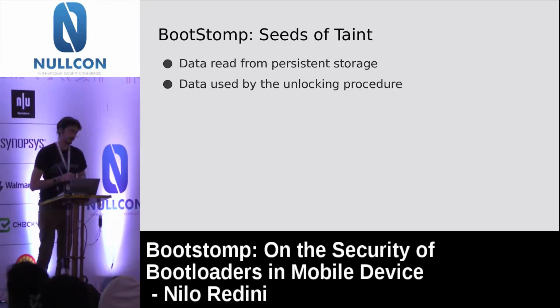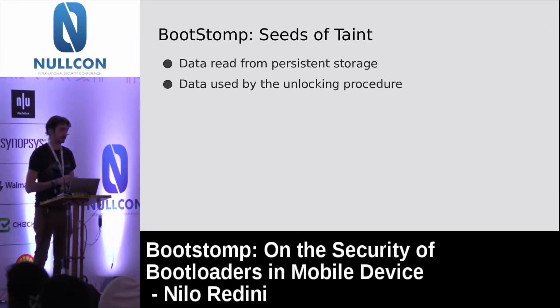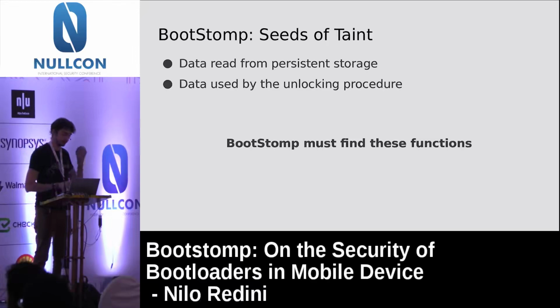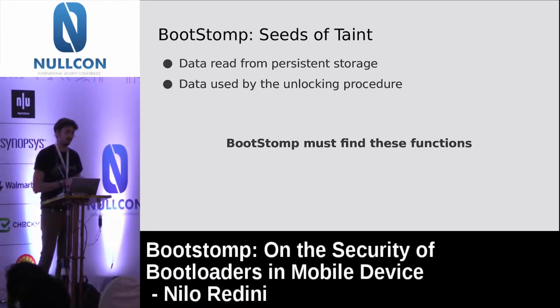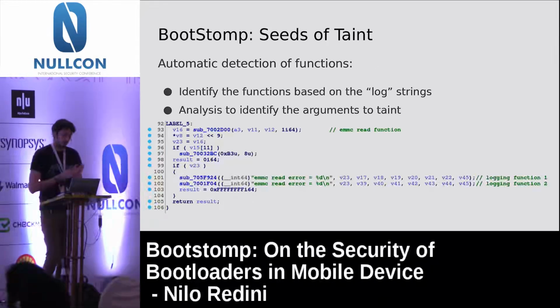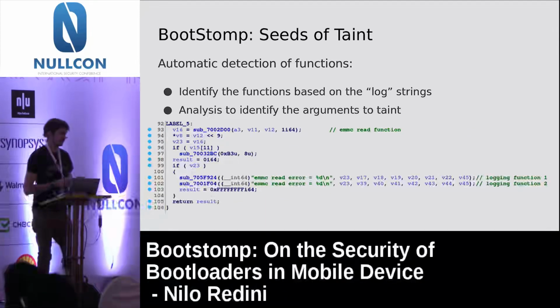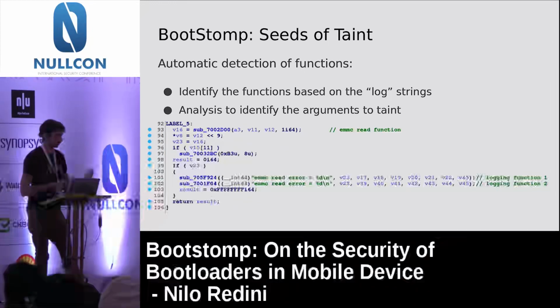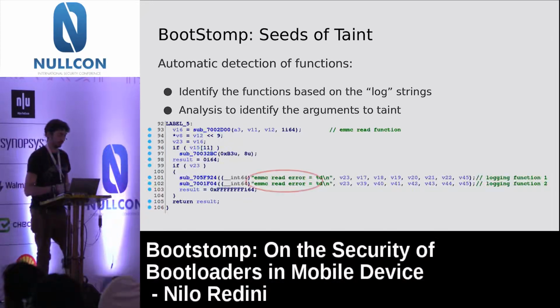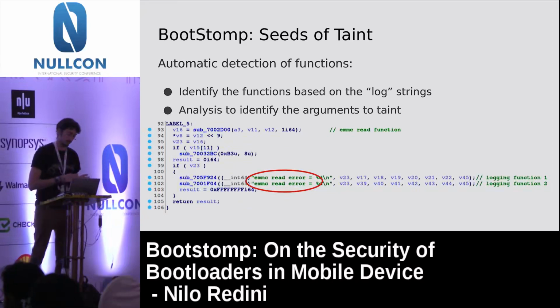We consider as seeds of taint each piece of data which is read from persistent storage and the data which is used by the unlocking procedures. BootStomp must find these functions automatically. Let's see how. In order to do this, BootStomp relies on log messages. We actually found that log messages are quite common. BootStomp looks for specific keywords, like, for example, eMMC or persistent storage or kernel. Assume that it finds a known keyword, like in this case eMMC.